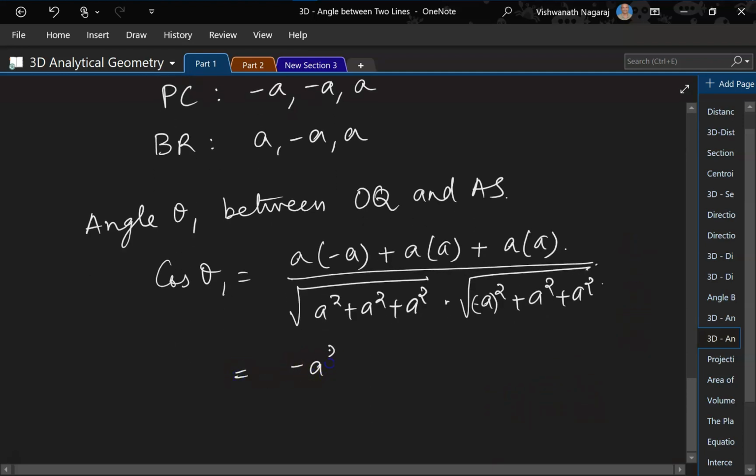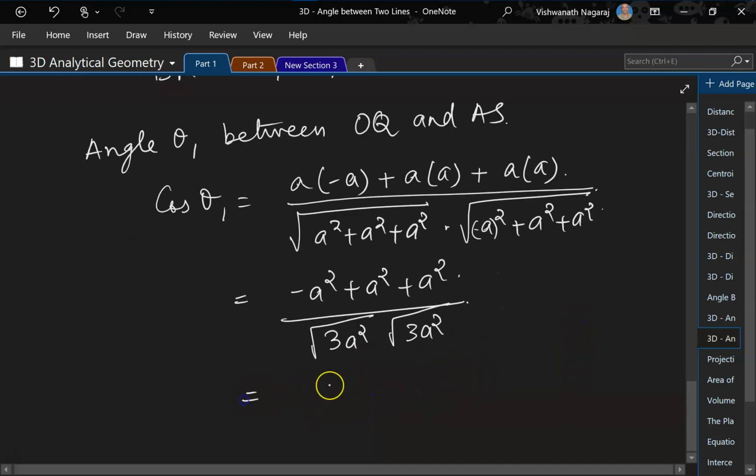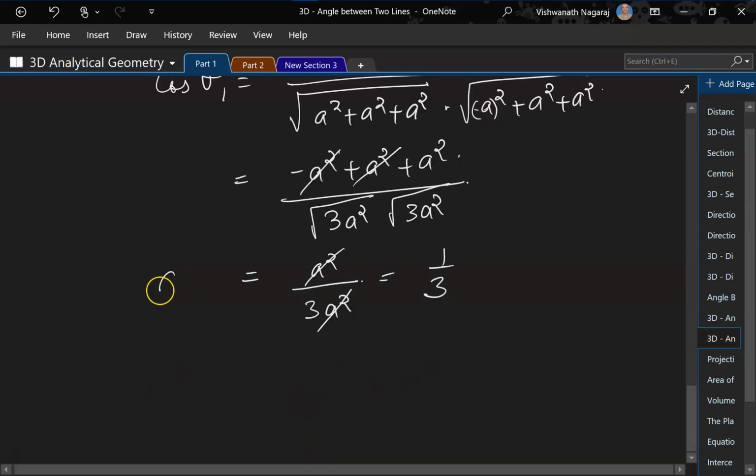This becomes minus A square plus A square plus A square, divided by these two square roots, which will cancel out each other because these are square roots of the same thing. So this will become A square plus A square, 3A square. Let me write it: square root of 3A square, which is equal to, these two get cancelled out, A square by 3A square. So A square cancels, 1 by 3. Okay, so cos theta 1 is equal to 1 by 3.